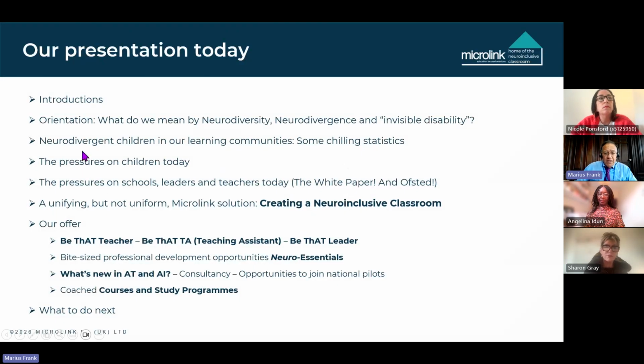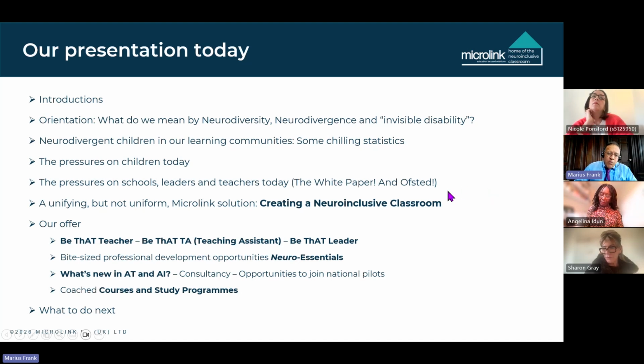We're going to look at, first of all, a bit of introductions. I'll introduce my panelists in a minute. We're going to orientate you. What do we mean by neurodiversity, neurodivergence, and invisible disability? We want to look into the eyes of our neurodivergent children in our learning communities. And I've got some chilling statistics to share with you. There's huge pressures on children today. There's pressures on school leaders and teachers today.